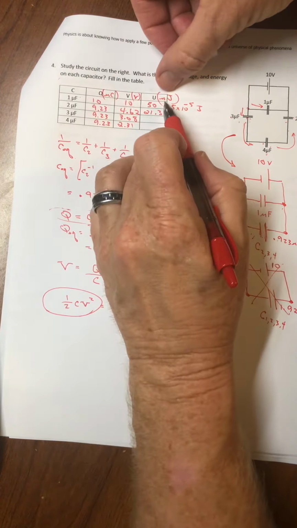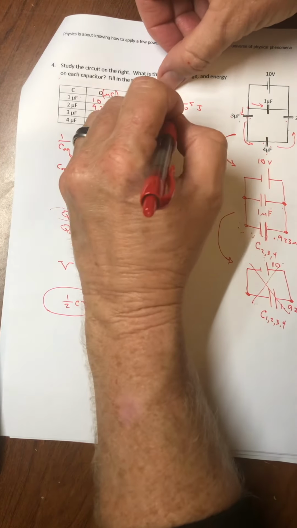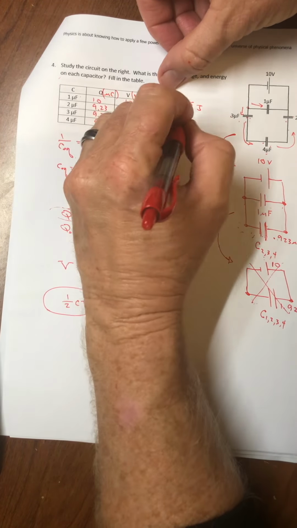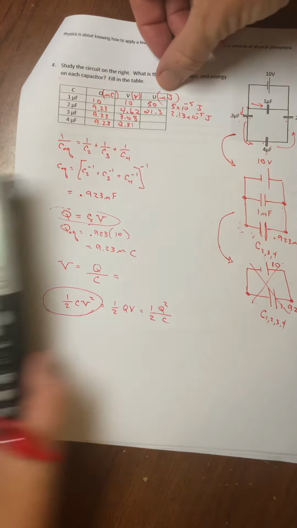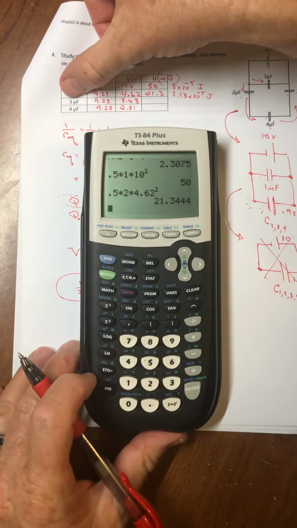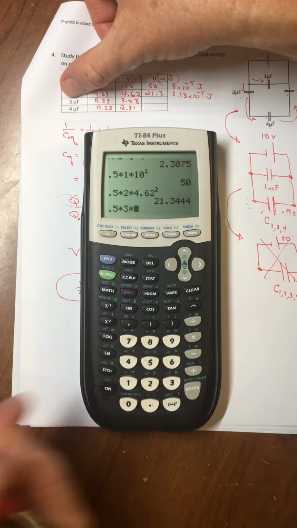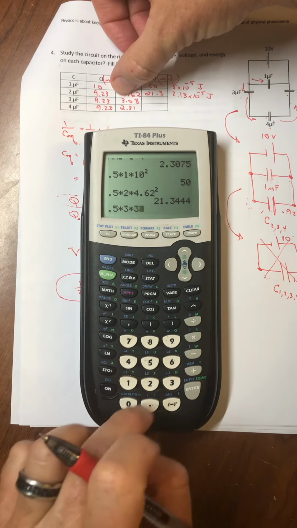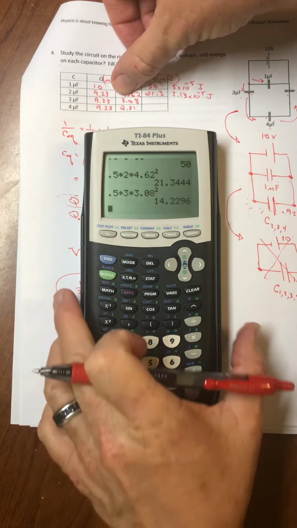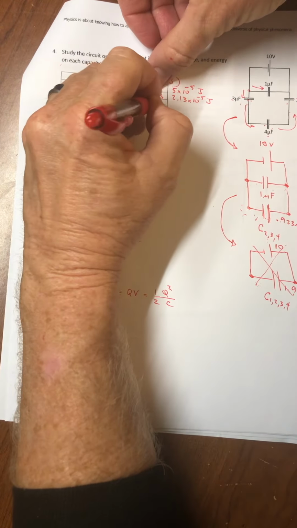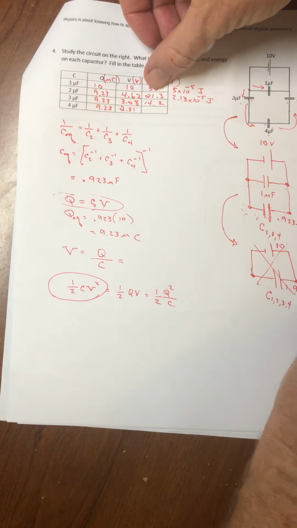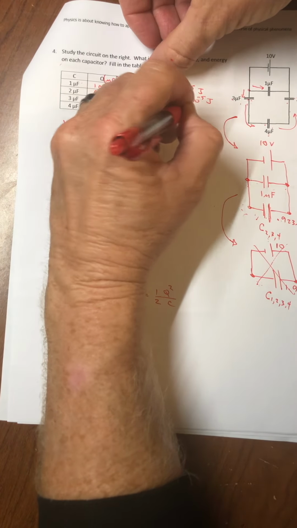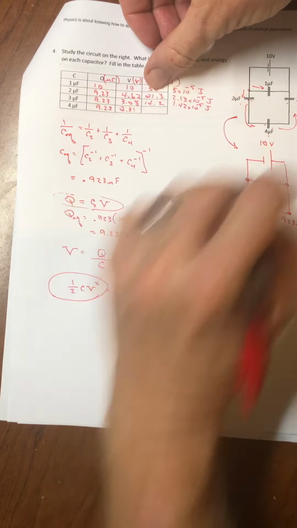21.3 in the units of microjoules. And again, you might feel more comfortable writing it as 2.13 times 10 to the minus 5 joules. And 1/2 times a 3 times a 3.08 squared comes out to be about a 14.2 microjoules, or 1.42 times 10 to the minus 5 joules.